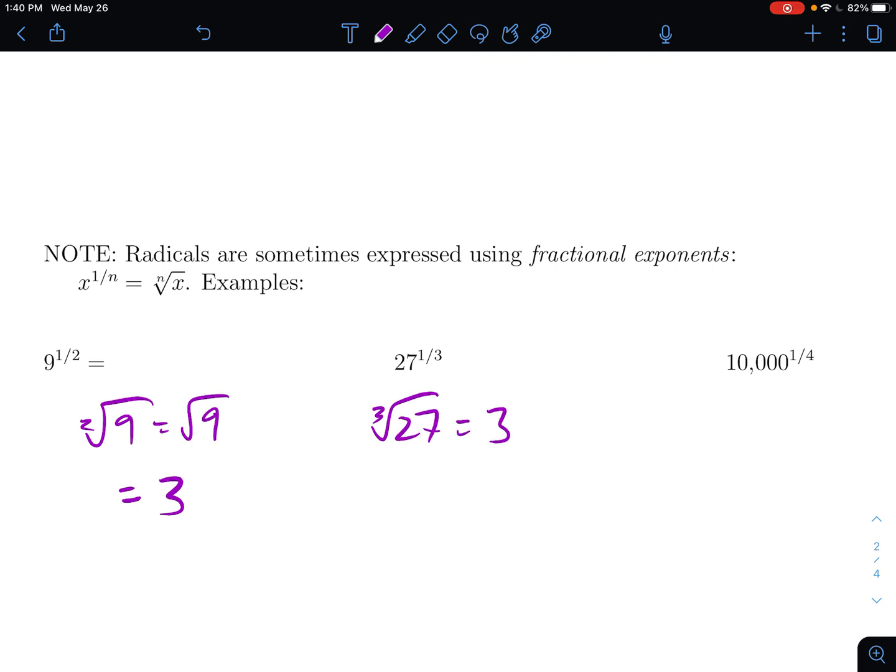The 1/4 power of 10,000 means the fourth root of 10,000. We're asking which number raised to the fourth power gives us 10,000. And that's 10. So this is definitely worth knowing. In future math classes, it will be really helpful if you can rearrange things to use exponents instead of radicals.